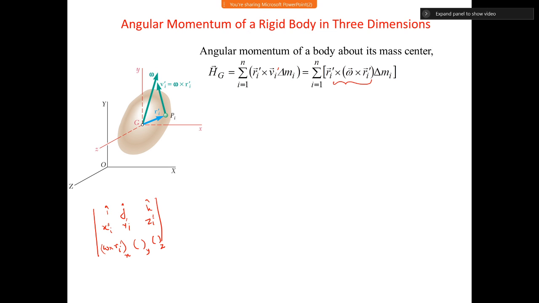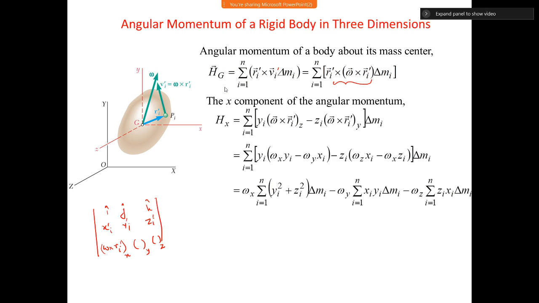Ri has components xi prime, yi prime, zi prime, right? So this is the component. Now this is the angular momentum vector, h. Now it is going to be a little complicated, so let us write just the x component of this angular momentum.